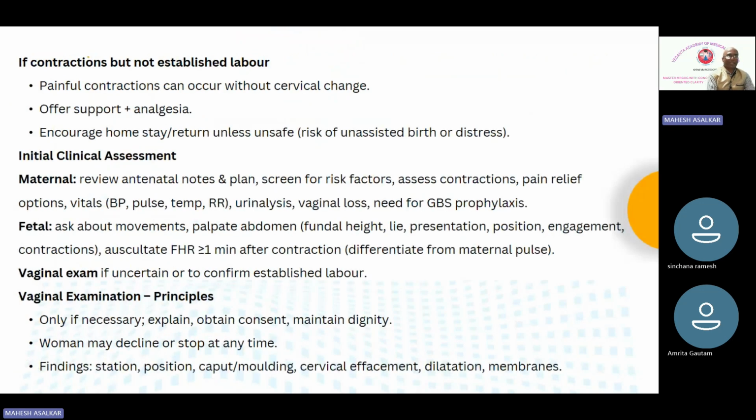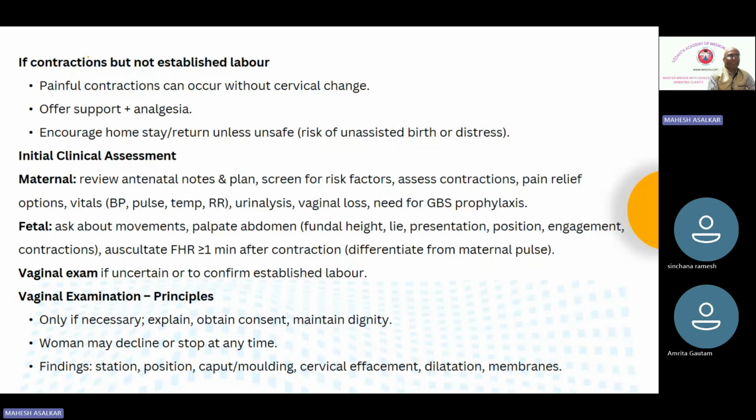If there are contractions but she is not in established labor, painful contractions can occur without cervical change. We will offer support and analgesia, and the patient may stay at home, and return unless unsafe, with risk of unassisted birth or distress. Okay, so these patients are given some analgesia and asked to stay at home. Okay, and they will return if they have some issue.